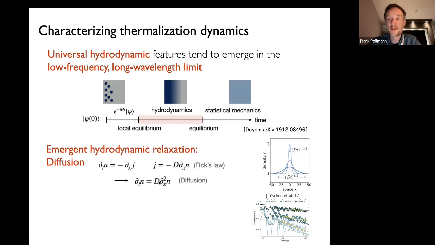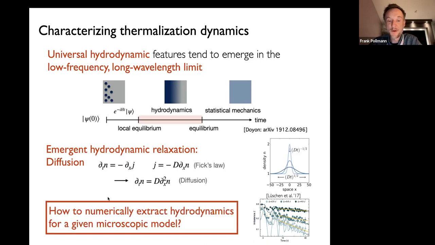So basically just having certain conservation laws allows us to predict this diffusive behavior, and it is then described by a diffusion constant D. So now a very specific question we might ask is, given a Hamiltonian H that we are dealing with, what is the diffusion constant D? And this is exactly the type of question we want to ask, namely, given a specific Hamiltonian, how can we numerically extract this diffusion constant D for a given microscopic model?